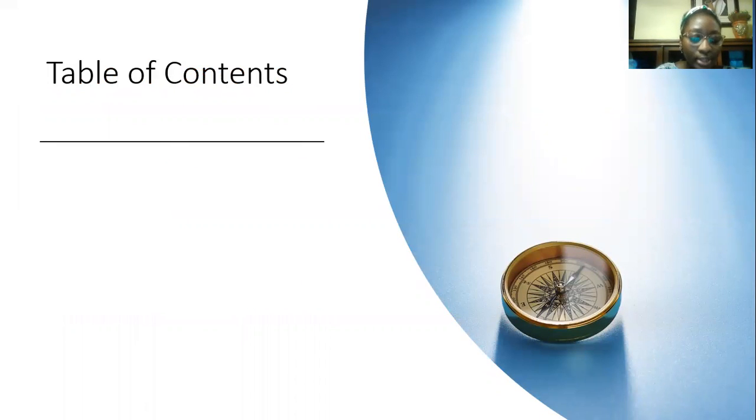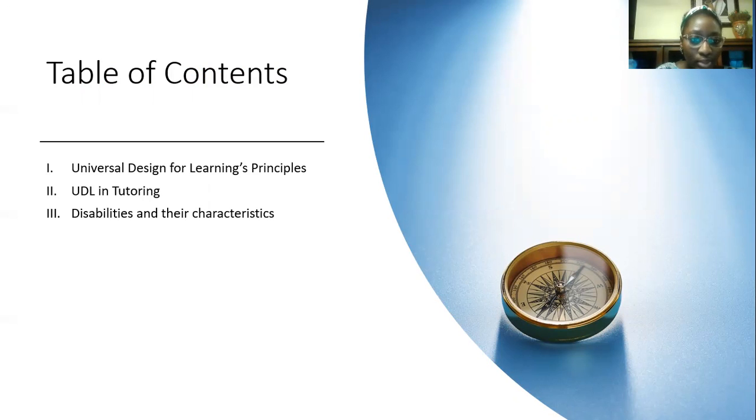So for my table of contents, first I'm going to present the principles of universal design for learning. Then I'm going to talk about the impact of UDL in tutoring in general. Now, knowing that I am looking for ways to help students with disabilities during a tutoring session, I am going to present the disabilities that I focused on for my research and also what type of methodology to use for each disability during a tutoring session. And finally, I will show a survey from a scholarly paper that I found that shows learning preferences chosen by students with this specific disability.